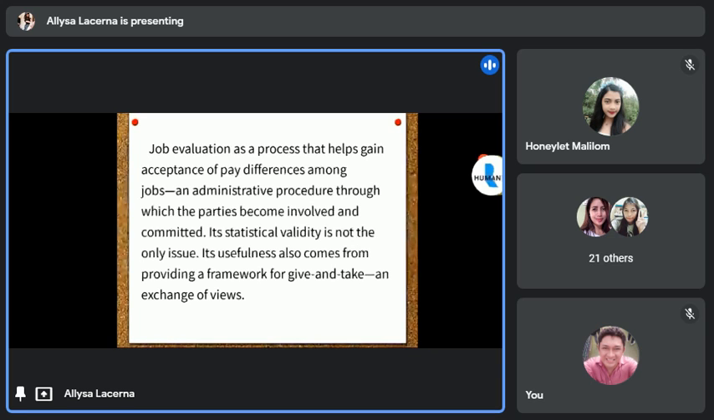So, what about gaining acceptance in job evaluation? This is before undertaking job evaluation. Top management, of course, must explain the aims and uses of the program to managers, also emphasizing the benefits.